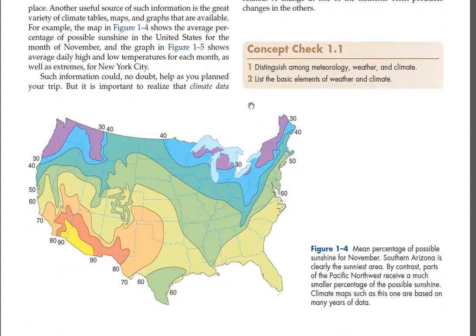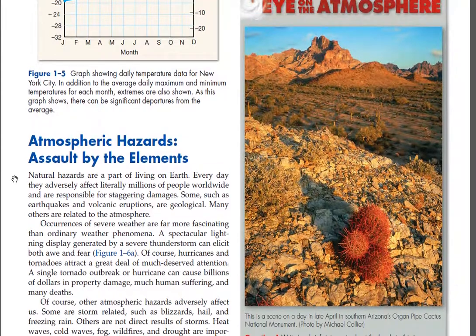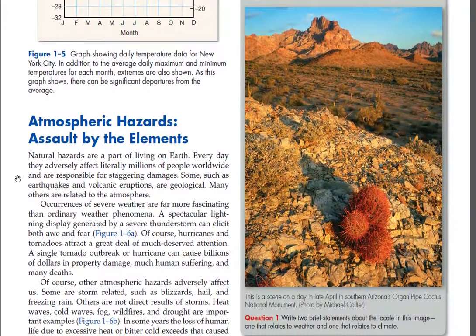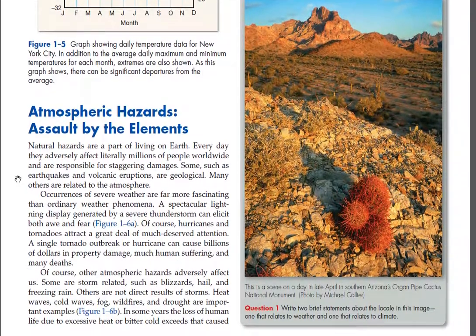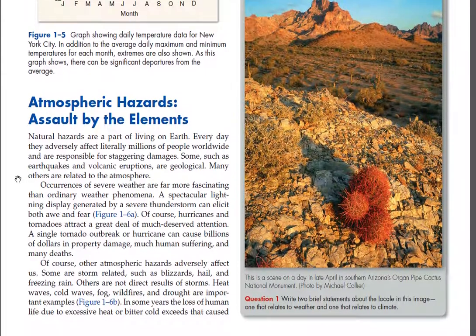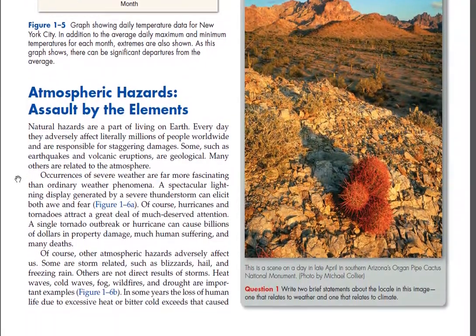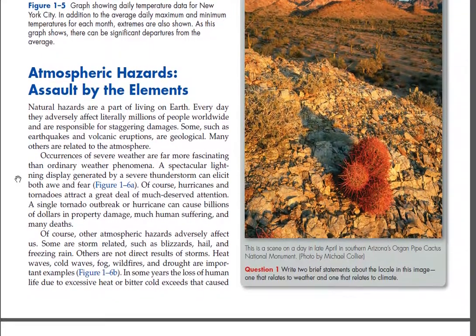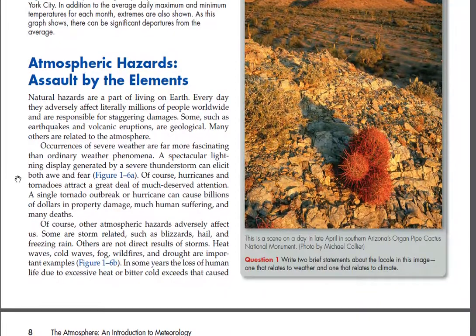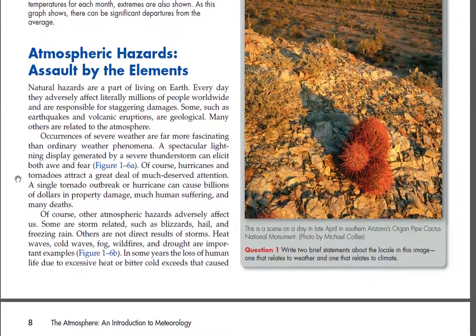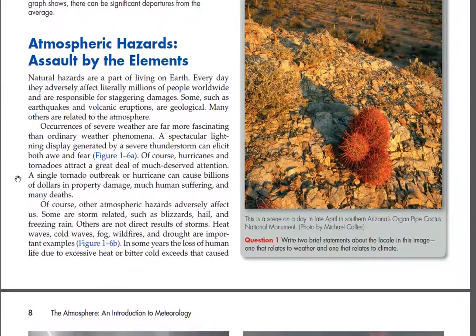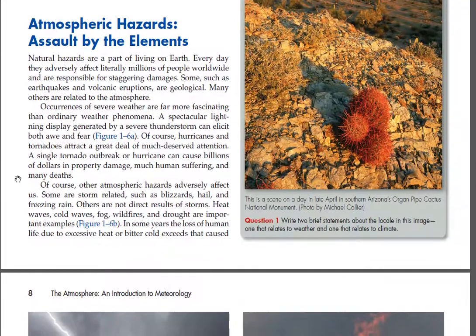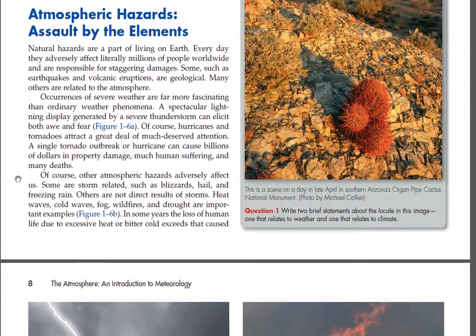Atmospheric hazards, assault by the elements. Natural hazards are a part of living on Earth. Every day they adversely affect literally millions of people worldwide and are responsible for staggering damages. Some, such as earthquakes and volcanic eruptions, are geological. Many others are related to the atmosphere. Occurrences of severe weather are far more fascinating than ordinary weather phenomena. A spectacular lightning display generated by a severe thunderstorm can elicit both awe and fear, Figure 1.6a. Of course, hurricanes and tornadoes attract a great deal of much-deserved attention. A single tornado outbreak or hurricane can cause billions of dollars in property damage, much human suffering, and many deaths.